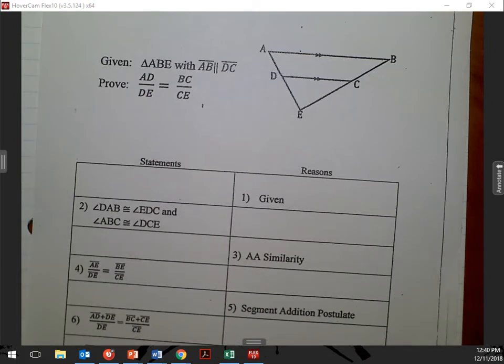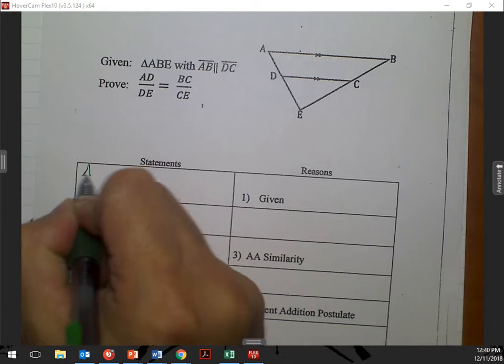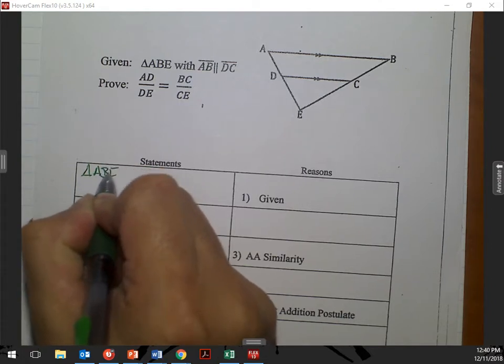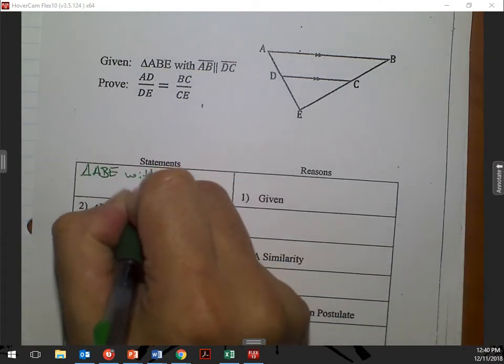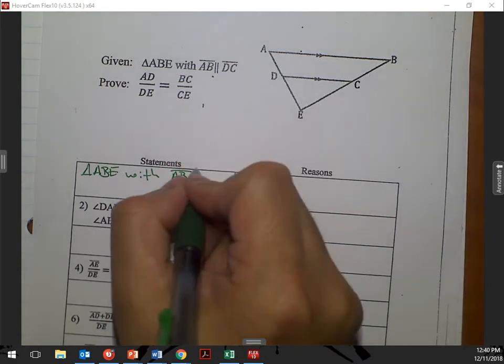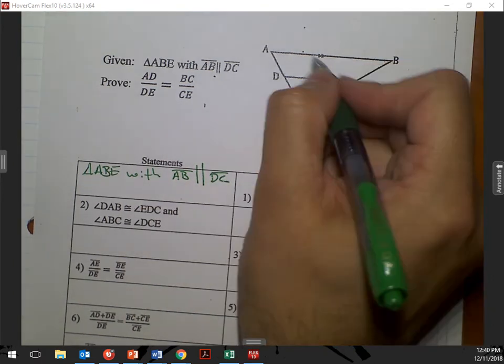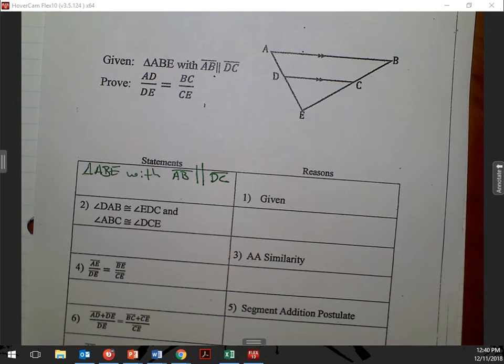Now, in a two-column proof, what should you always start with? Okay, so now in this place, it already says given, right? So what do I put there? Triangle ABE, with AB parallel to DC, right? So it's already got the little arrows right here saying that those two are going to be parallel to each other.